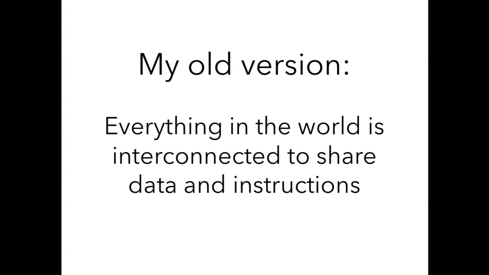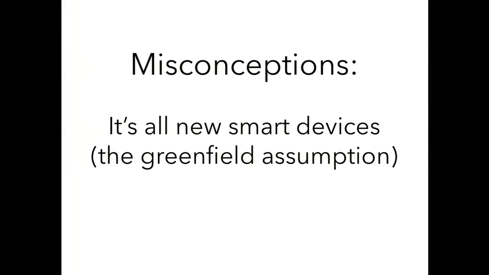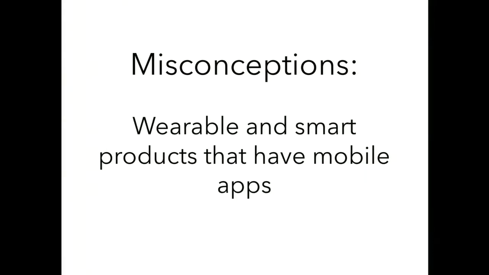This is what I used to say. And it's kind of close, right, that everything in the world is interconnected, can share data and instructions and so on. But there are a lot of misconceptions that need to be cleared. One misconception about IoT is that it's all new. This is the greenfield assumption. And in anything other than consumer products, this is absolutely not true. So you've got to get past that if you're going to properly frame up IoT.